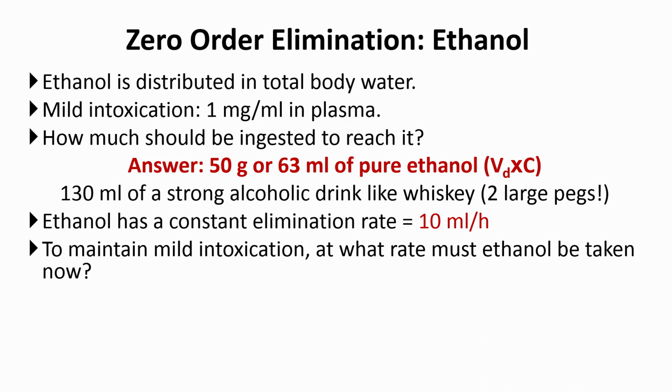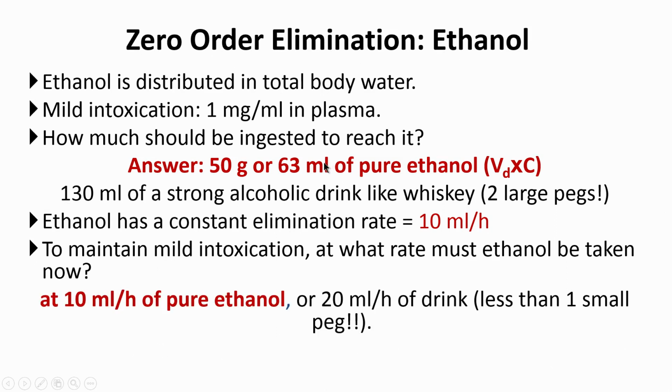I'll give you a couple of moments to figure this out. Remember, we are saying that the elimination is 10 ml per hour, and the mild intoxication level is 1 mg per ml in the plasma. So how much should the person be drinking to maintain this 1 mg per ml concentration in the plasma? It is a very simple answer. Essentially we should be drinking at a rate equal to the elimination rate. If we keep drinking at 10 ml per hour, that would maintain a concentration of 1 mg per ml, and that is fairly easy because it is a zero order elimination.